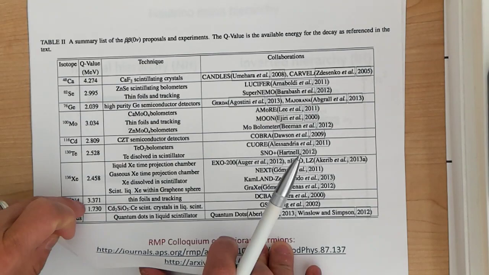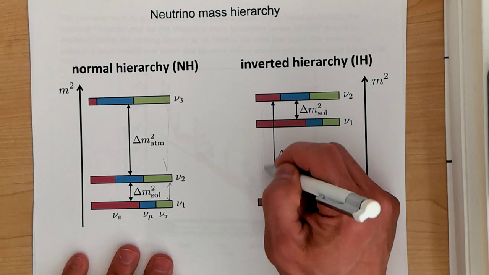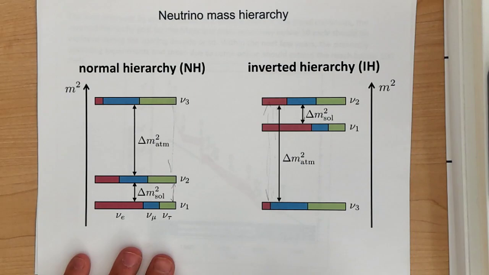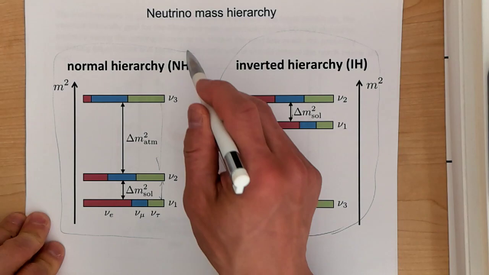Now, I mentioned there was the normal hierarchy where the small gap is on the bottom, the big gap on top. You can also have the case where the big gap is, well, okay, so I drew this slightly wrong, but the big gap is from the very bottom to the very top, and then we have a small gap here, and this is what's called the inverted hierarchy. So it turns out that it's this case that would be easier to see. The normal hierarchy would make this neutrinoless double beta decay much more difficult.